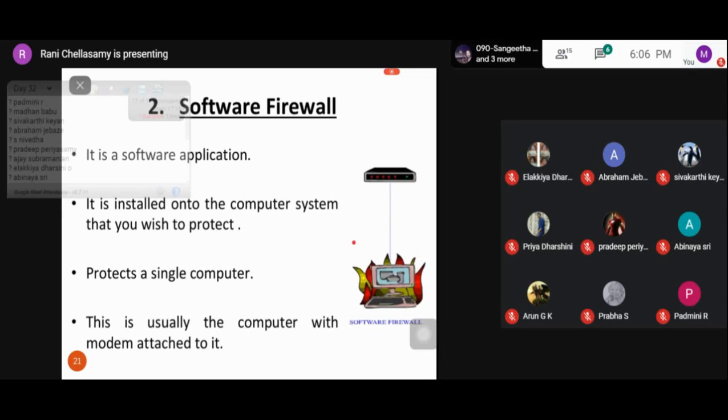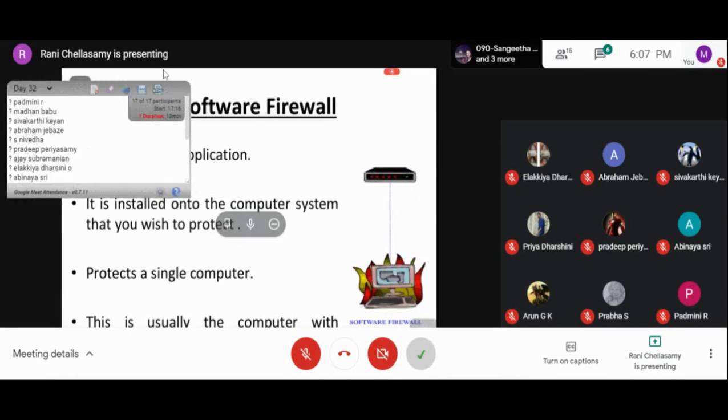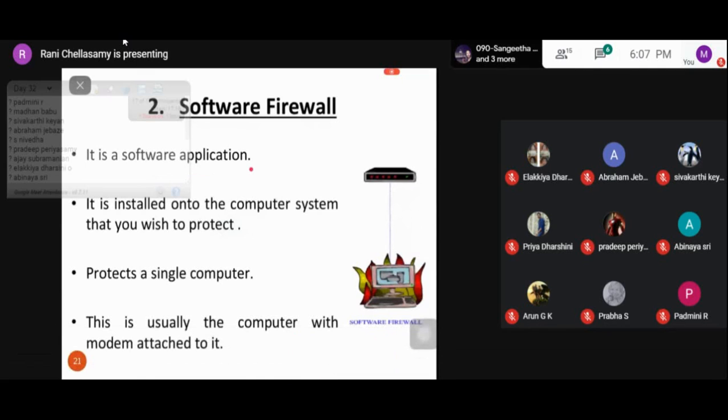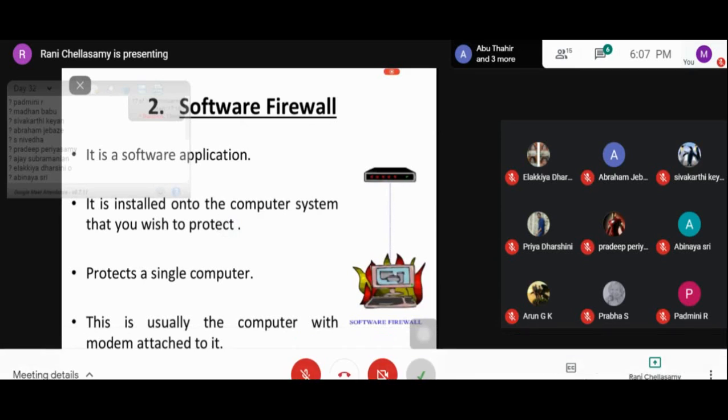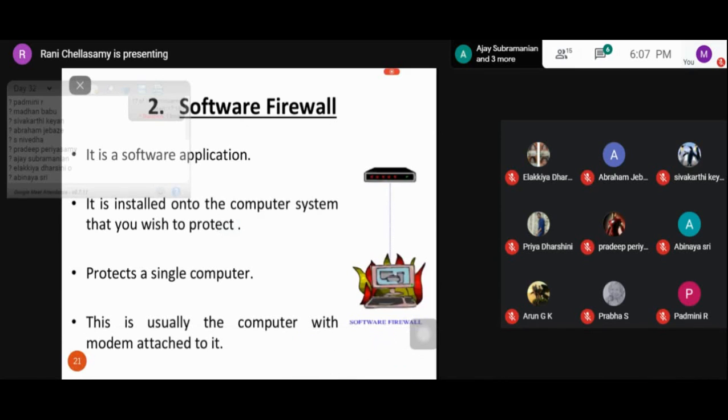So this is your individual computer. Like any software that you are going to use, the first and foremost thing is to install that particular software onto your PC. Likewise, this software firewall needs to be installed on your PC. So it's nothing but a software application. Software firewall is a software application and it is installed on your computer system, so that it can give protection to the particular individual personal computer. Okay, it protects a single computer.